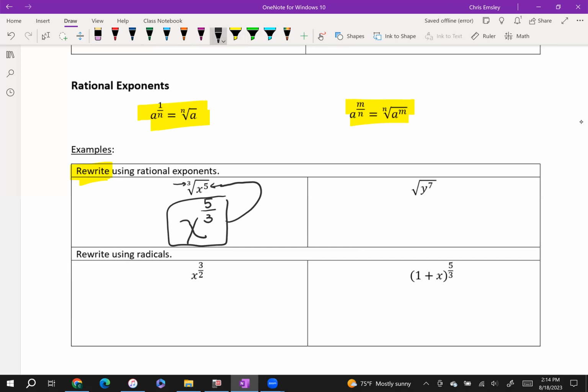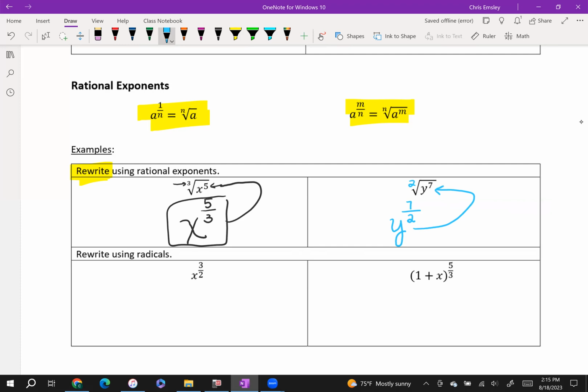What about this one? We have a radical. What's the index here? If you don't see an index, the index is 2. It's implied square root. So we have y raised to the 7th. There's the exponent over 2. There's the index. 7 over 2 is my fraction exponent that's equivalent to this radical.